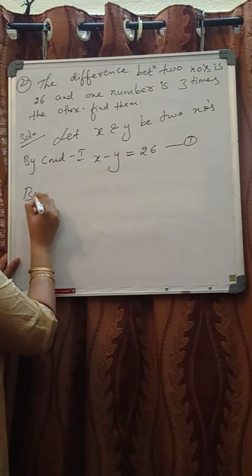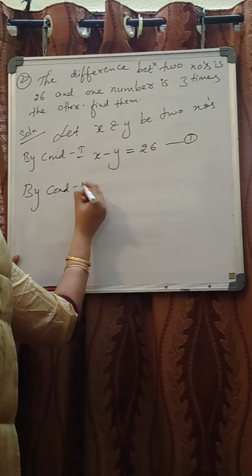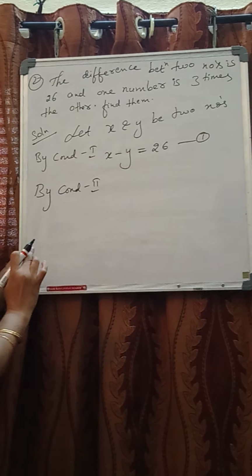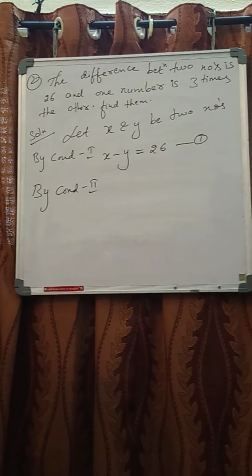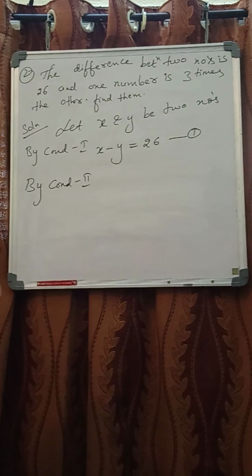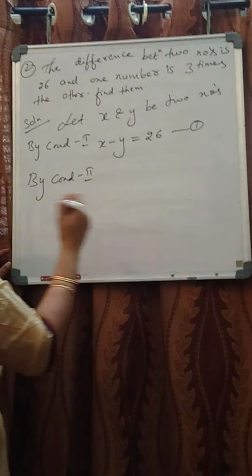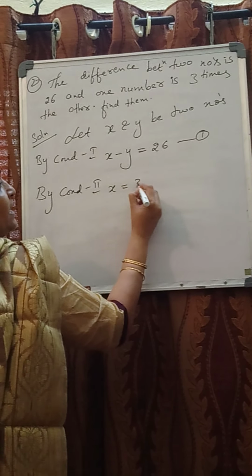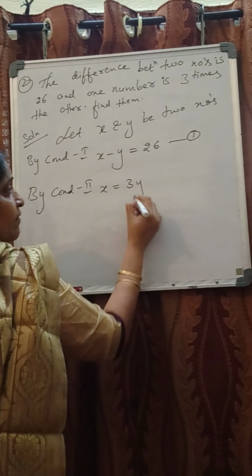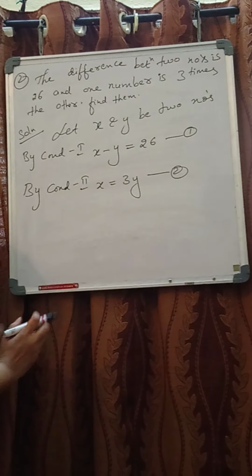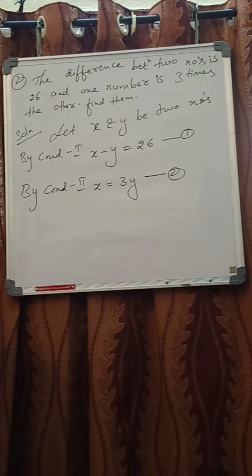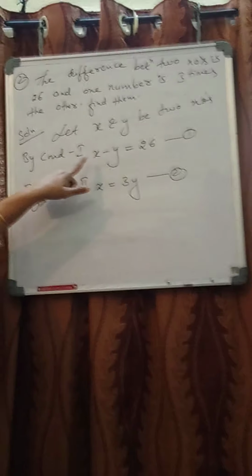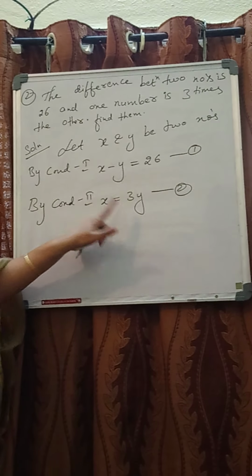Next, by condition 2, what is the second condition? What did he give? One number is 3 times the other. So here we considered x as the larger number. So x is 3 times y, children. One number is 3 times the other. That is, x is 3 times the other number. The other number is y. This is equation 2, children. So now solve this pair of linear equations. Here you got a pair of linear equations, children. X minus y equal to 26, x equal to 3y.